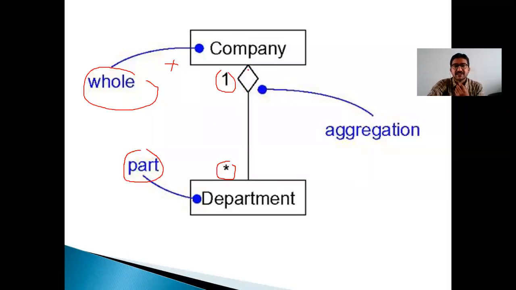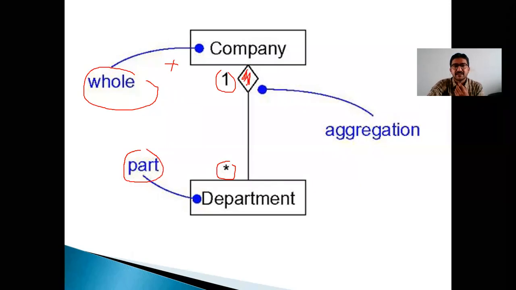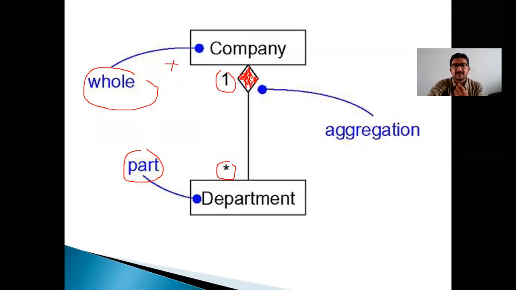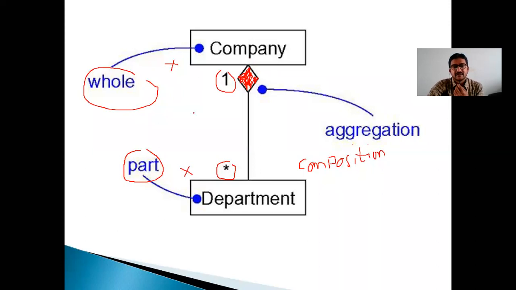And we have one more relationship, that is composition. If you fill the diamond, this is called composition. We use composition when the company closes, then automatically the departments also close. Another example: if the human being is no more, then the parts are also no more.